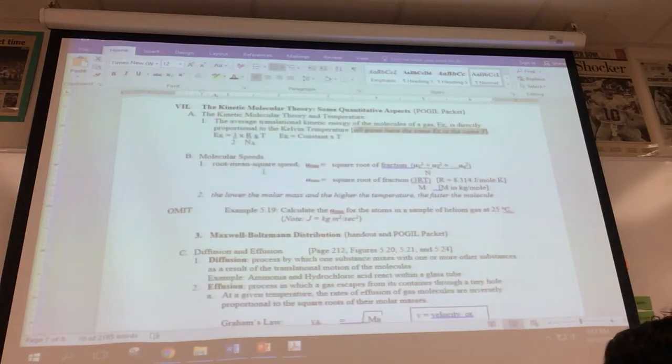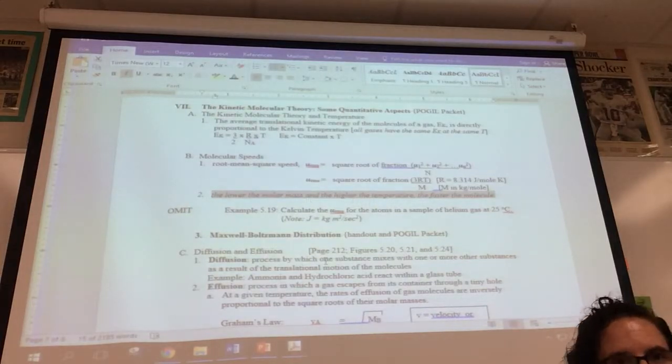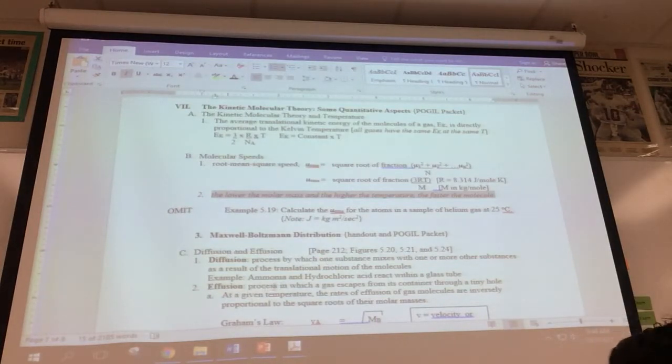In regard to molecular speeds, you don't need this anymore, but I will say, and we'll explore this in more detail in a few minutes, the lower the molar or molecular mass of the gas, as well as the higher the temperature, the faster the molecule will move. And you can see that from the relationship shown here.